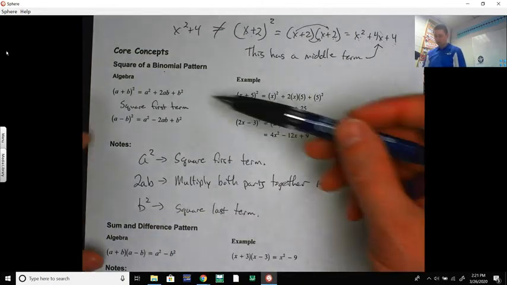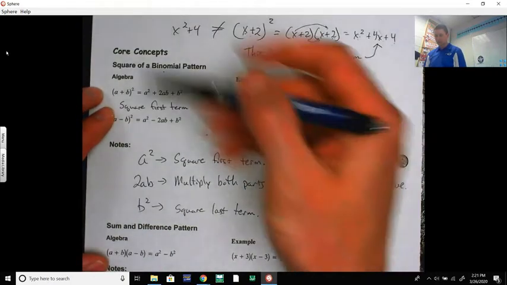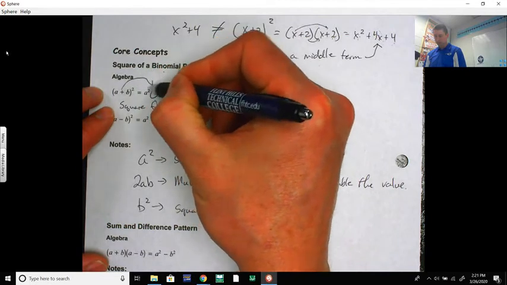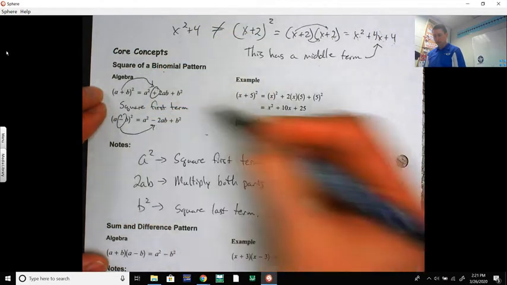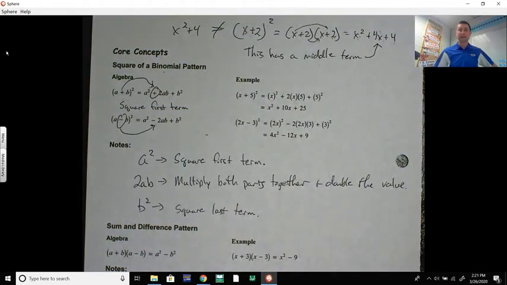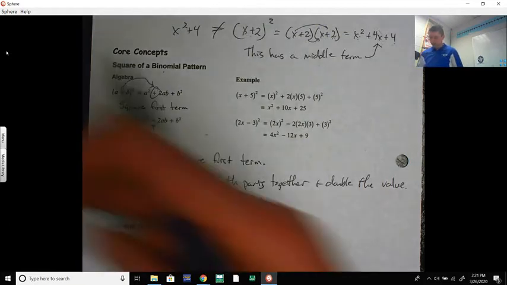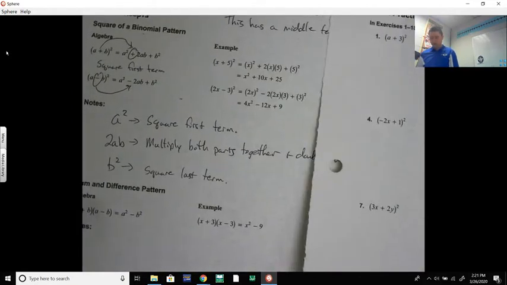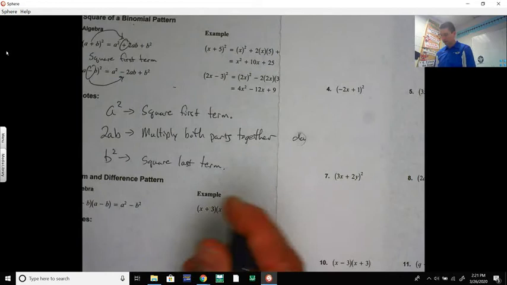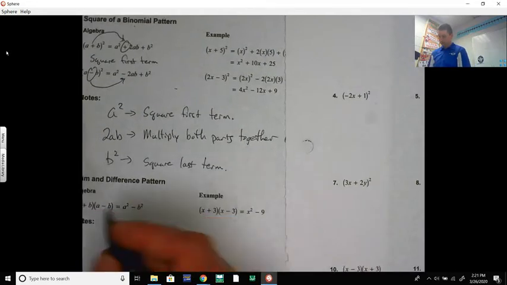The only difference between the first two is that if there's a plus, it's going to be a plus there, and if it's a minus, it's going to be a minus right there. That's the only difference between a plus and a minus. Everything else falls in the same categories. So we're going to apply that, then we'll look at what they call the sum and difference pattern, which is when you have a sum and a difference.